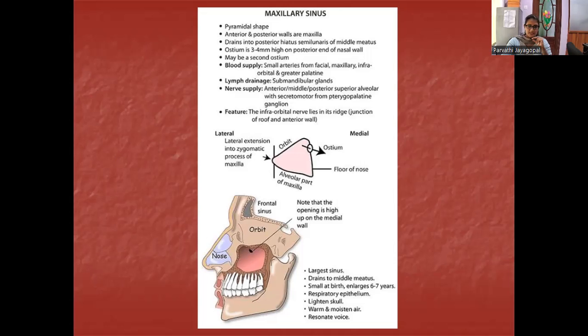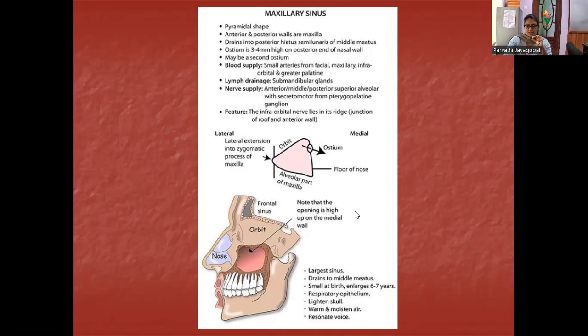Now, the sinus drains into the posterior hiatus semilunaris of the middle meatus. The ostium is 3 to 4 mm high on the posterior end of the nasal wall. The blood supply is by small arteries from the facial, maxillary, infraorbital, and greater palatine vessels. Lymphatic drainage is into the submandibular glands. And the nerve supply is by the anterior, middle, and posterior alveolar nerves, which are branches of the maxillary division of the trigeminal nerve.